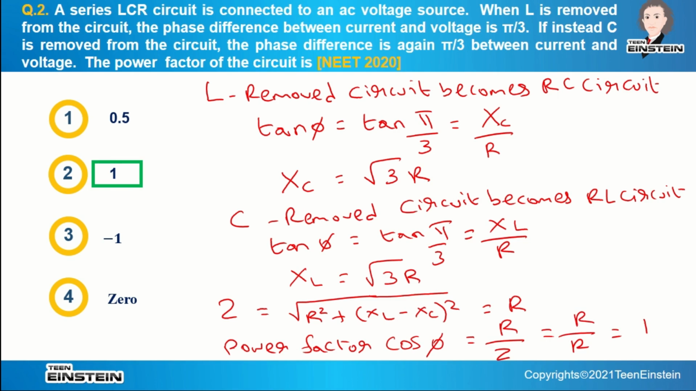Okay, so when you are removing the inductor, the circuit becomes an RC circuit, and when you are removing the capacitor, it becomes an RL circuit. And since both the phase differences are equal, XL and XC will have the same value, and you will be calculating the impedance with the help of this formula, and you will get the value of impedance as R, and the power factor will become 1. So it's a very simple mere substitution of the formulas. Okay, so next we'll move on with the third question.